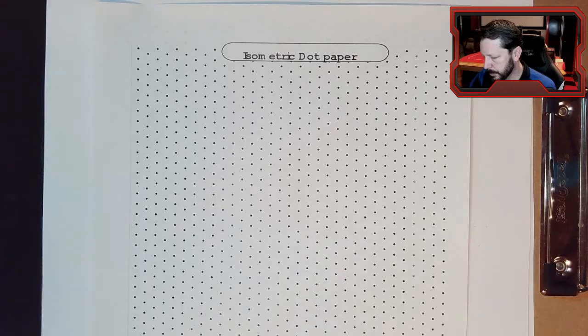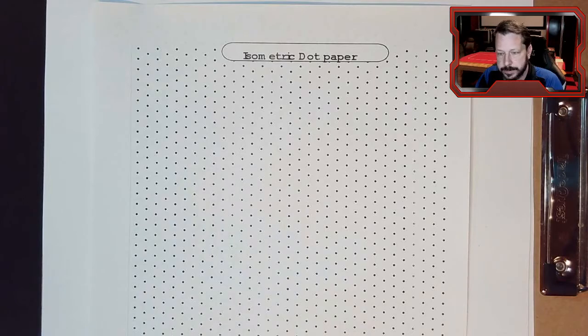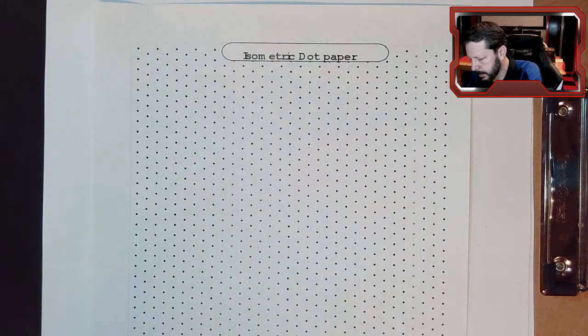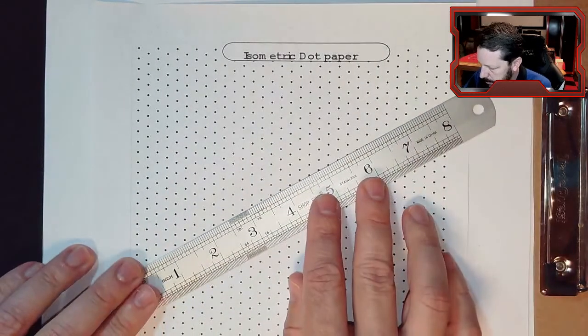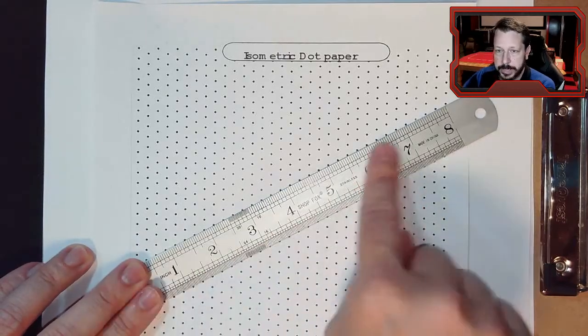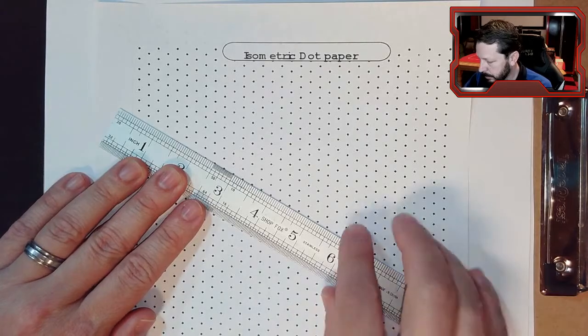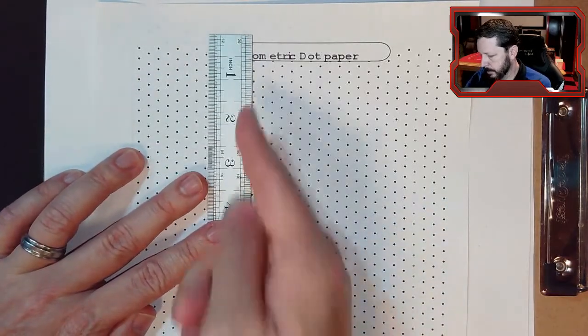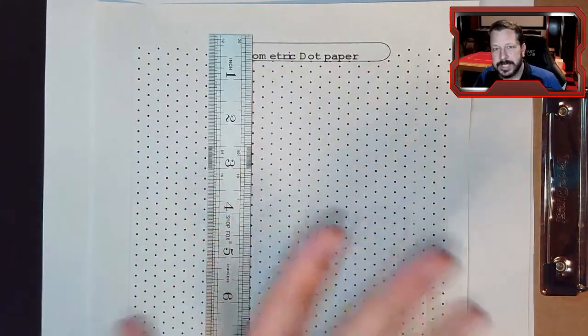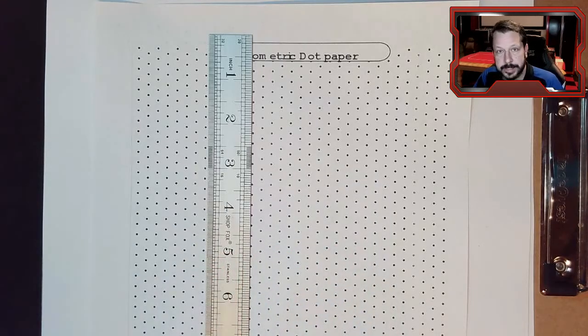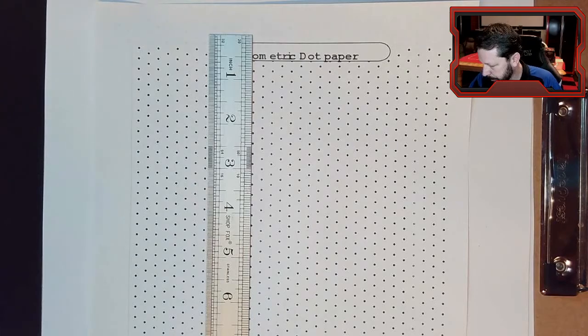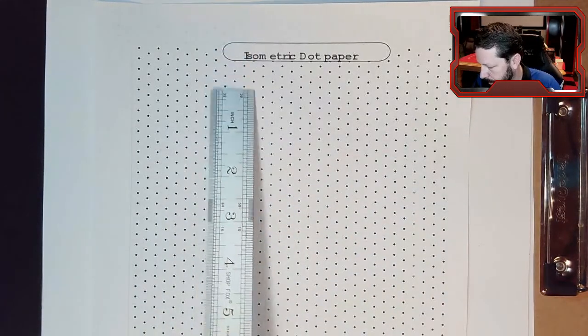But what this paper is good for is that the dots are arranged in a particular way, and if you look at it, you can see there are lines of dots that are lined up at one angle. There are lines of dots that are lined up at another angle, and then there are lines of dots that are lined up vertically. Sometimes you see this paper as a grid, so instead of dots, it's a bunch of lines everywhere. To me, that's a little bit difficult because it's so busy with lines everywhere.